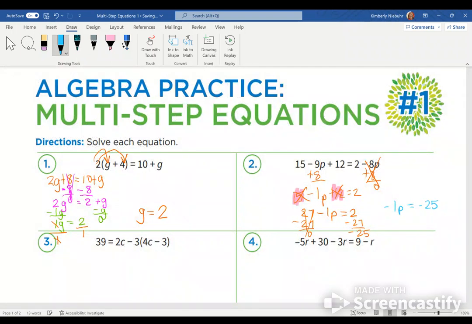What is our next step? Well, we need to undo the multiplication by doing the inverse operation, and that's dividing by negative 1. Divide by negative 1. Negative 1 divided by negative 1 is a positive p. And negative 25 divided by negative 1 is a positive. Yes, you guessed it. But we're still going to do it here. Positive 25.